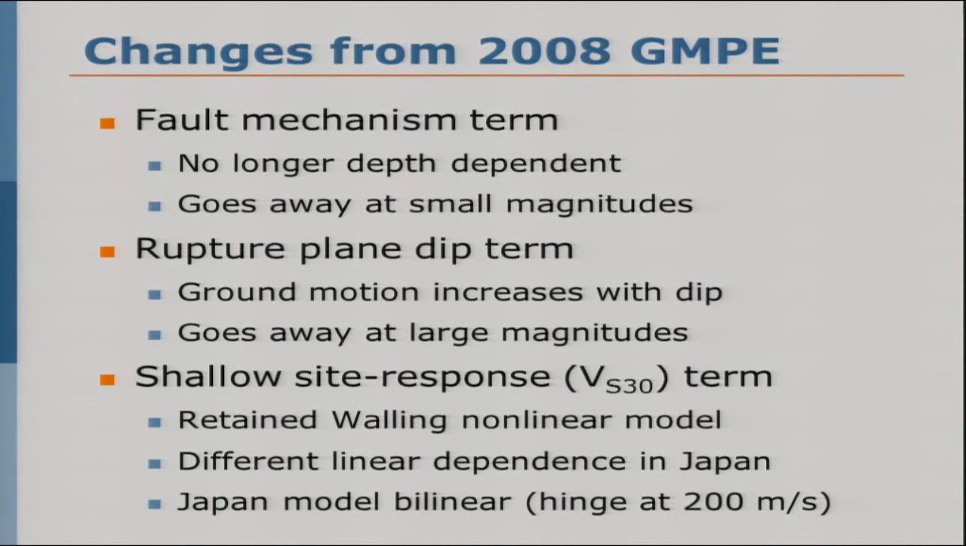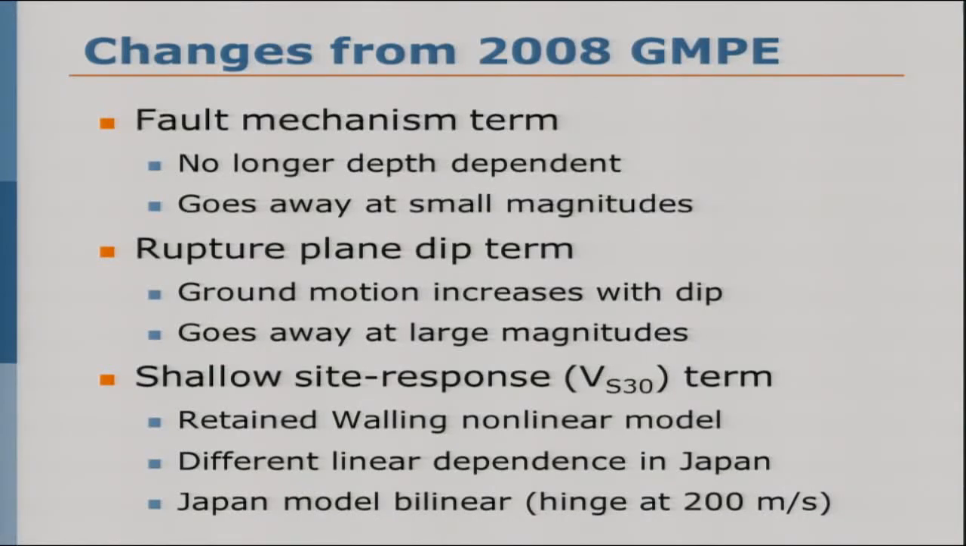The fault mechanism term is no longer depth dependent. We had, for the reverse faulting, buried versus surface rupture. And now that we have this hypocentral depth term in there, and this new hanging wall term that captures the hanging wall effects better, we found that the mechanism term did not need to be depth dependent anymore. And we did find it goes away at small magnitudes, as others have noted.